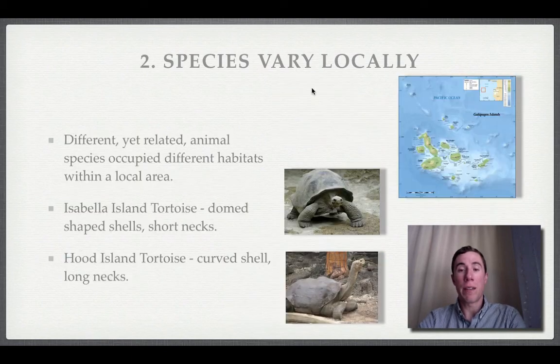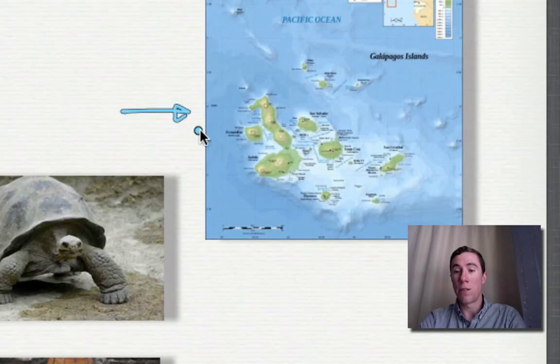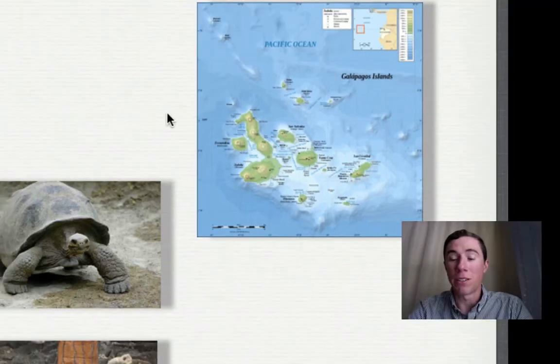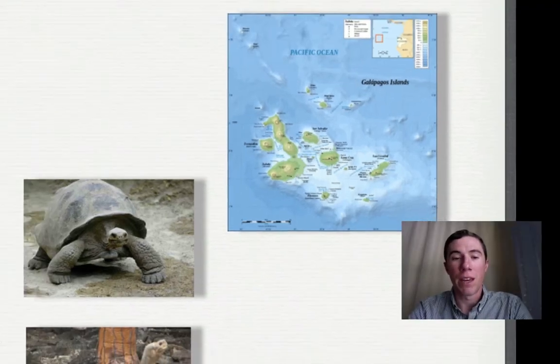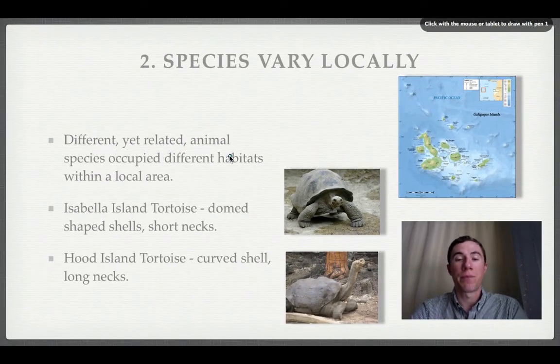He also found out that species vary locally. And this is a picture of a close-up of all the Galapagos Islands, which is located off the west coast of South America. And we can see here that the islands are close together, but they're also separated. See that they're separated by water. And what he found is that there were different yet related animal species which occupied different habitats within a local area. And so the Galapagos Islands is considered a local area.